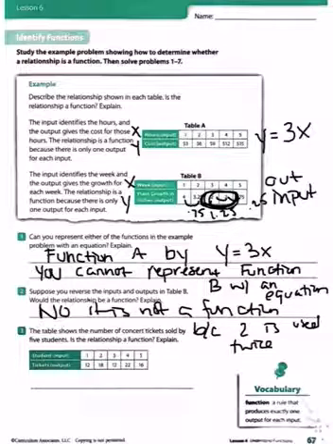Problem number 3. It says the table shows the number of concert tickets sold by 5 students. If we look at the input values, the x values, you'll see that each of them are different. Since none of them are used more than once, it is a function.